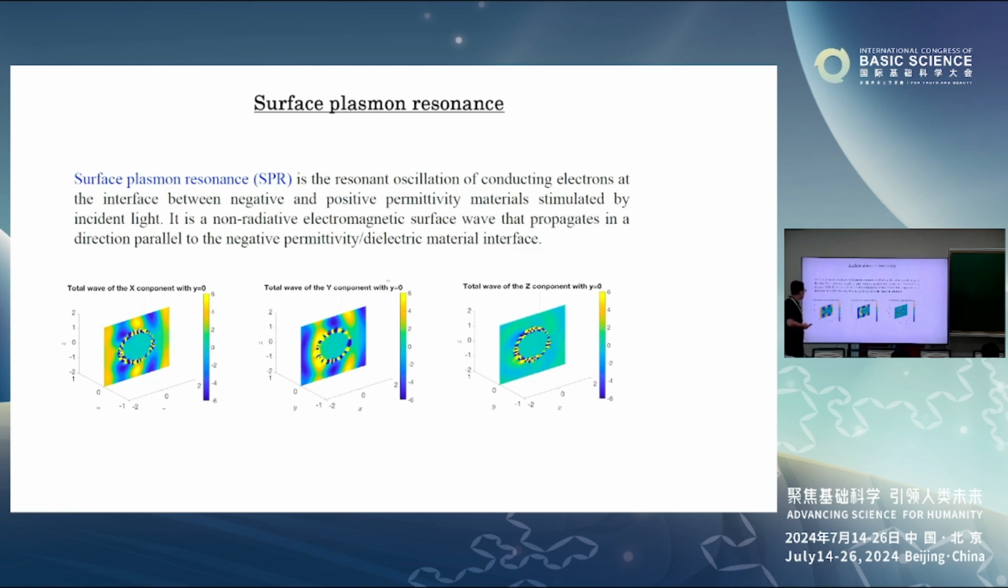So what is plasmonics? It's actually the so-called surface plasmon resonance. It's a resonant oscillation of conducting electrons at the interface between negative and positive permittivity materials, stimulated by the incident light. It is a non-radiative electromagnetic surface wave that propagates in a direction parallel to the negative permittivity dielectric material interface. You see here is the numerical illustration. This is an electromagnetic wave. Inside, the permittivity is negative Y, and outside the permittivity is Y. So the electromagnetic wave propagates along this interface. It depends on the geometry of this interface.